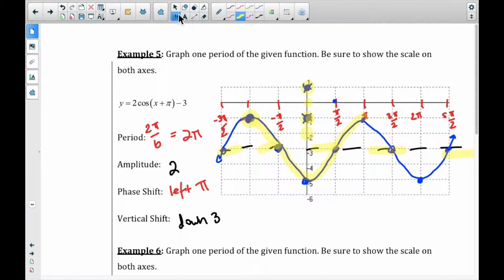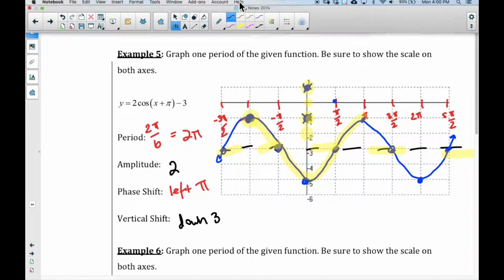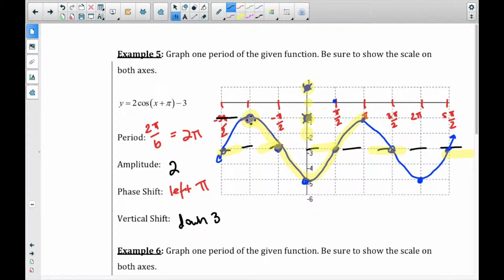I didn't draw it, but we talked last time about drawing a highway line. So we could draw our highway line in here and here. And the reason I knew that is the center line was in the middle, and the amplitude is 2. So I went up 2, drew a line, down 2, drew a line. Let's take a look at another example.